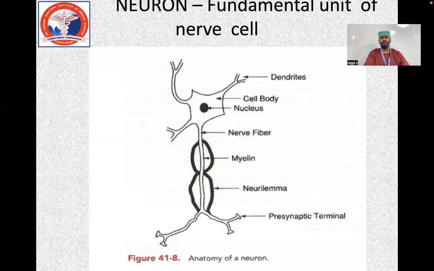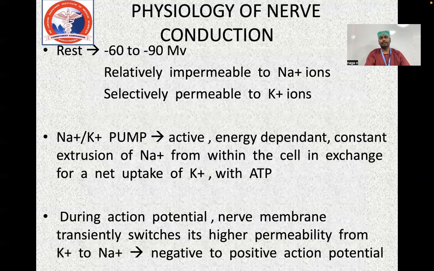This is the neuron. This is a fundamental unit of the nerve cell. Everybody will be well aware of this neuron. Mostly in first year itself, you will have read about the neurons, which consist of dendrites, cell nucleus, cell body, nerve fiber, myelin, neurilemma, and presynaptic terminal. Whenever the nerve triggers, the impulses will pass. Everybody will be aware of this from the physiology session.